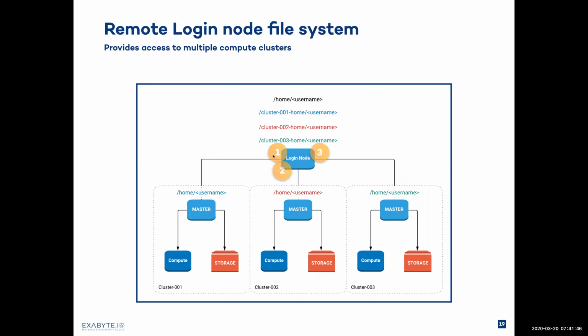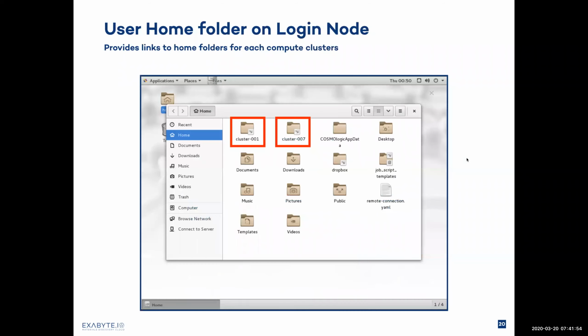And so all the three connection methods that we just discussed, the SSH, web terminal, and the remote desktop, they all connect into this login node. And once we do connect to it, we'll see inside the home folder links to cluster-001 and cluster-007 home folders. So for each user, we have multiple home folders on the clusters, and they are linked into the login node.